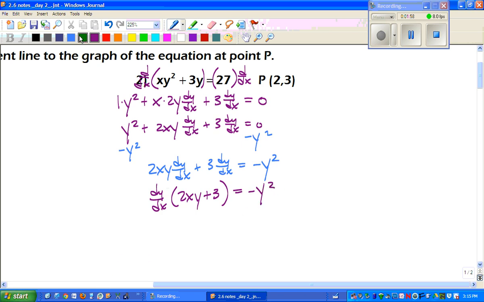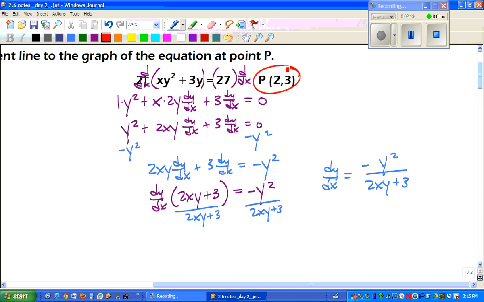And now to get dy/dx completely by itself, we can divide both sides by 2xy plus 3. So our derivative of y in terms of x comes out to be the opposite of y squared over 2xy plus 3. But we're asked to figure out what this slope of the tangent line is at this point.